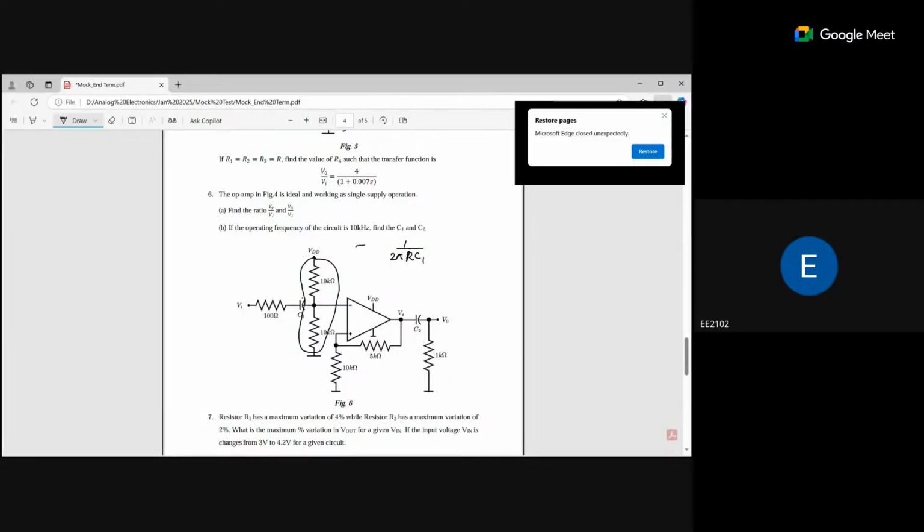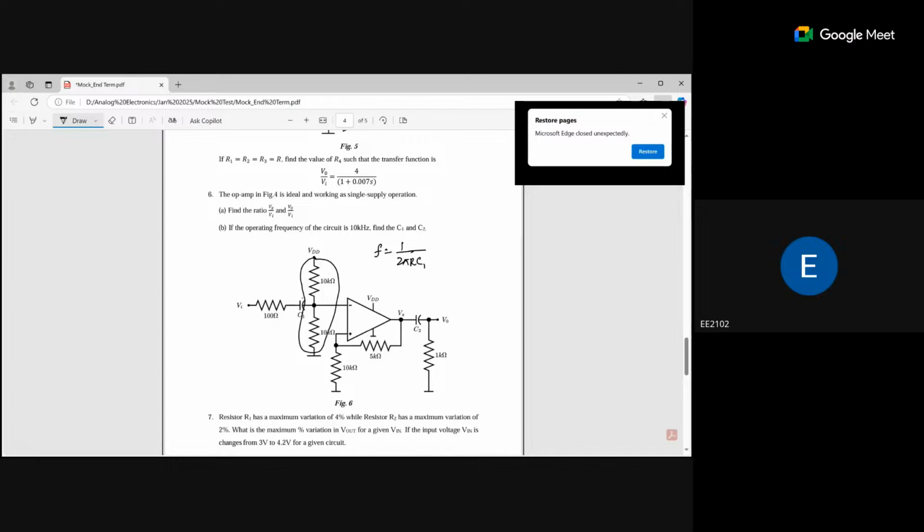So what is the formula? If I take this particular combination, f is nothing but 1 upon 2 pi RC. Your screen is not visible. So what is f? f is nothing but 1 upon 2 pi RC1.